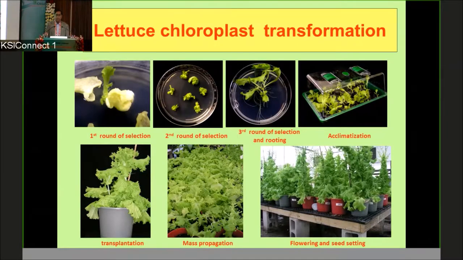Once you modify one copy, you need to change all of the 10,000 copies. So this is done by a second or third round of selection, to ultimately reach what we call homoplasmy. There is no evidence by PCR of the native genome. This is done very simply by putting the PCR primers on the flanking genes to see whether there is any native gene product there.